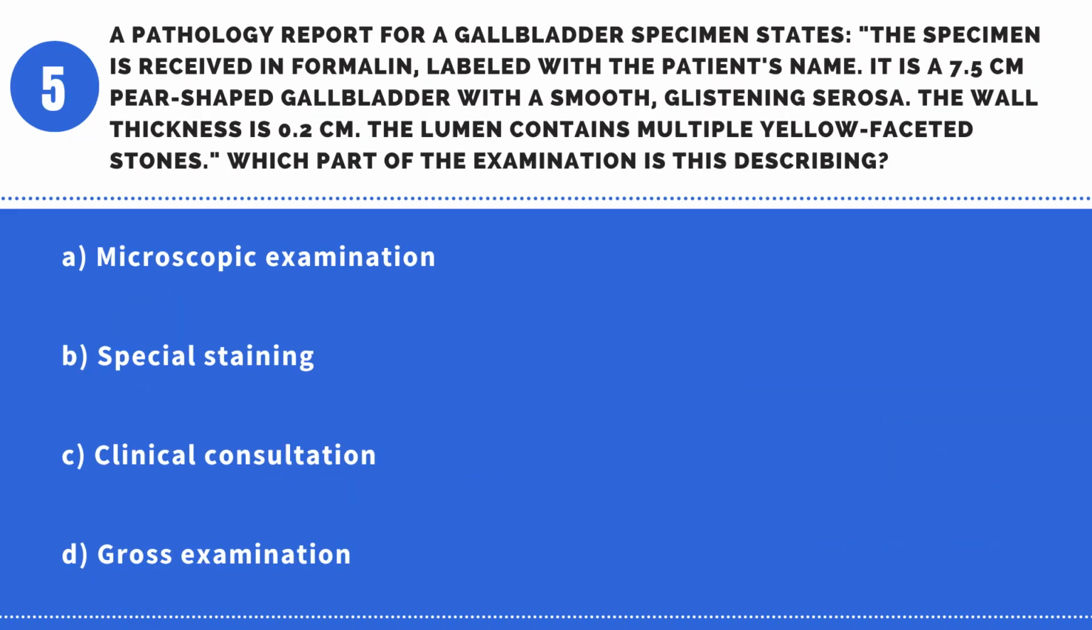Question 5. A pathology report for a gallbladder specimen states, the specimen is received in formalin, labeled with the patient's name. It is a 7.5 cm pear-shaped gallbladder with a smooth, glistening serosa. The wall thickness is 0.2 cm. The lumen contains multiple yellow-faceted stones. Which part of the examination is this describing? A. Microscopic examination. B. Special staining. C. Clinical consultation. D. Gross examination.